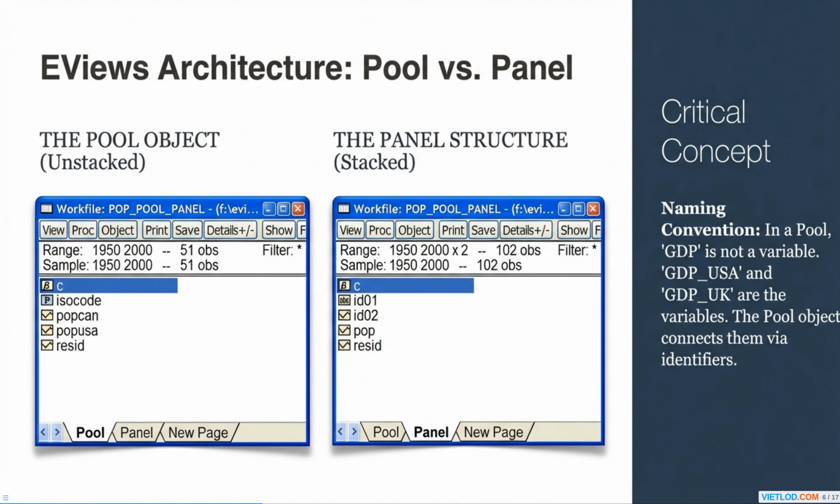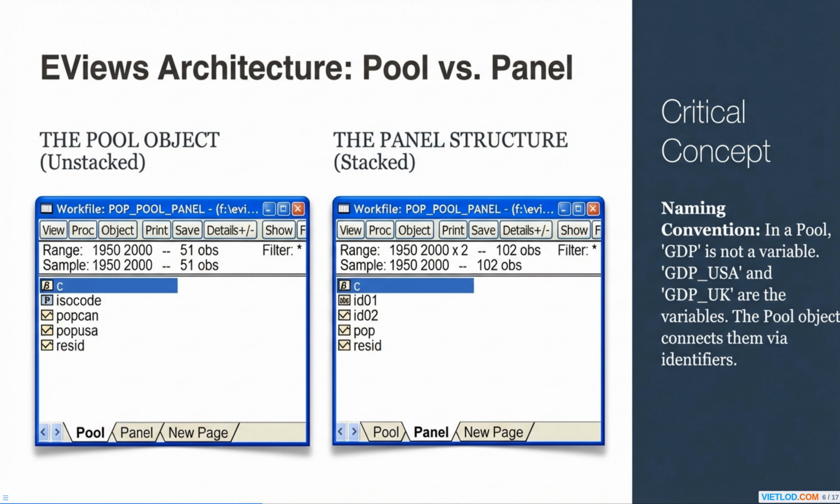In a pool, GDP itself is not a variable. Instead, GDP_USA is one variable, and GDP_UK is another. The pool object links them through defined identifiers. In the pool view, to get the average population of Canada, you would calculate the mean of POP_CAN. In the panel view, you would need to filter by the Canadian identifier first, then calculate the mean of pop.